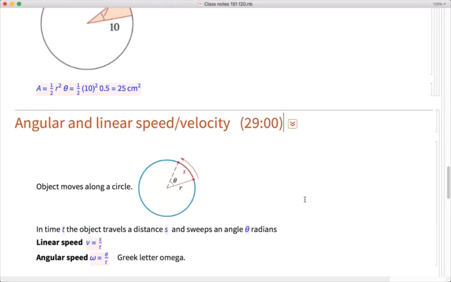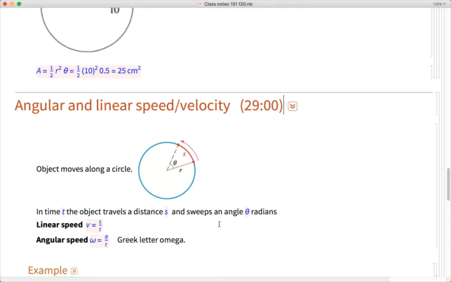So what we're going to look at now is motion along the circle. We're going to have some object, and it's going to be moving along the circle. And in a certain amount of time, maybe like 10 seconds, we're going to measure how far this object travels. And then we're also going to measure the angle that's swept out as we follow the object around.